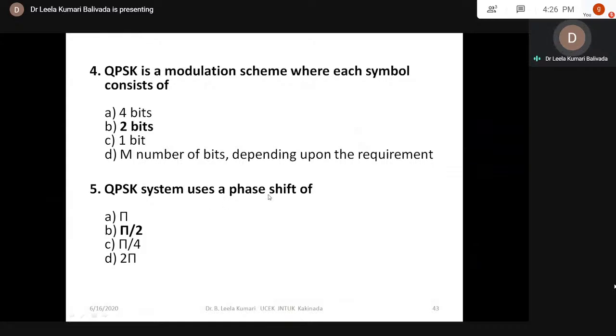QPSK system uses a phase shift of what? In QPSK, there are 4 possible conditions: 00, 01, 10, 11, and each condition is represented by one of 4 different phases. The difference between the symbols with respect to their phases is pi by 2. So 4 symbols, each with a phase shift of pi by 2. Therefore, option B is correct.